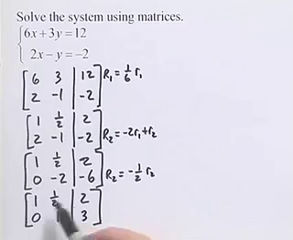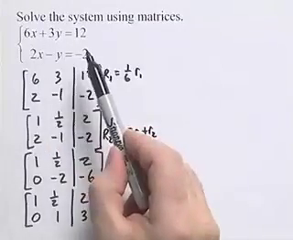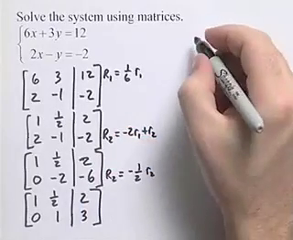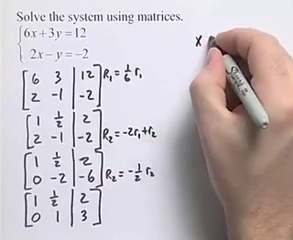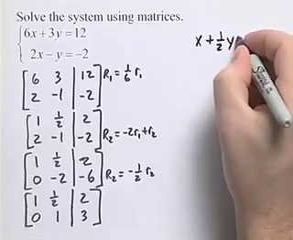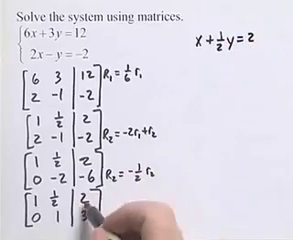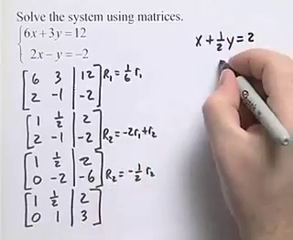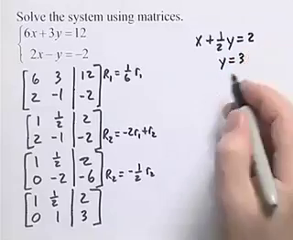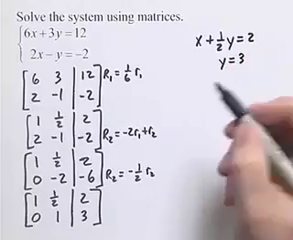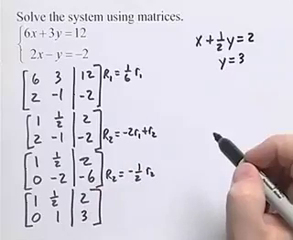At this point, we need to remember that this matrix really represents a system of equations. So we have the corresponding system of equations, x plus 1/2 y equals 2. That's our first row. And then the second equation is that y is equal to 3. Notice that we now know what y is equal to. This last row tells us y equals 3.